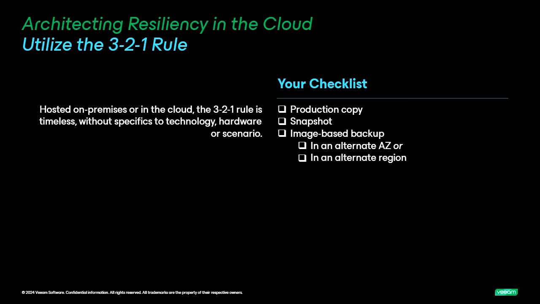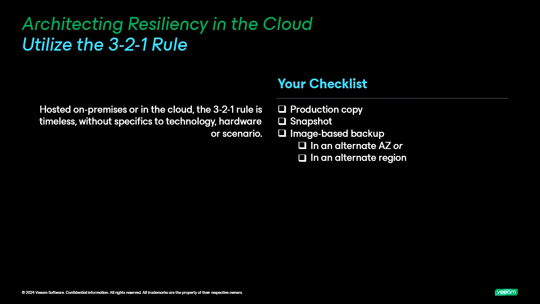So in terms of how that might look, you've got your production copy. Okay, that's your first copy. A lot of folks will then take a snapshot of that, right? So let's just say it's an EC2 instance. I'm going to take an EBS snapshot because the EBS volume is attached to that EC2 instance. I'm going to take that EBS snapshot and I'm going to stop there. Well, that's only 2 different copies and they're on the same type of media.